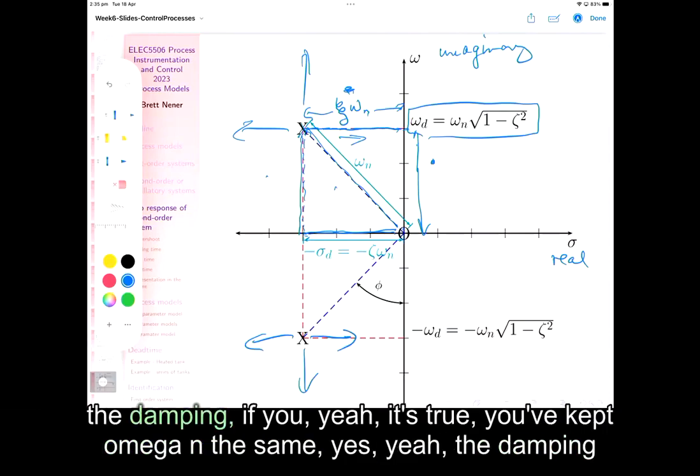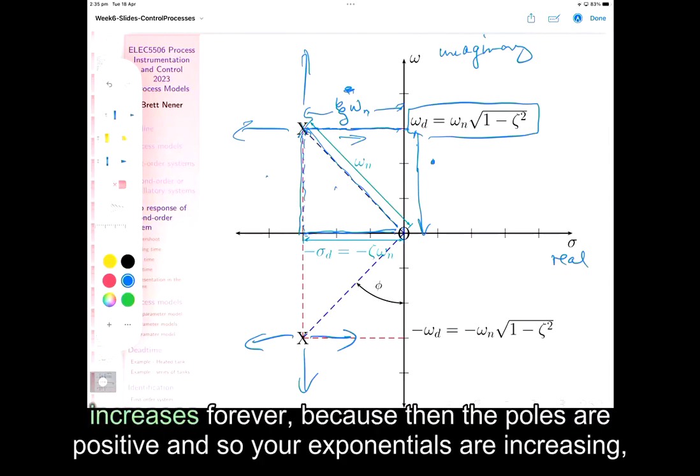You can still play around with the damping. If you, yeah, true. You've kept omega n the same. Yes, yeah. But the damping increases forever. Yeah, because then the poles are positive, and so your exponentials are increasing. But you don't want that.